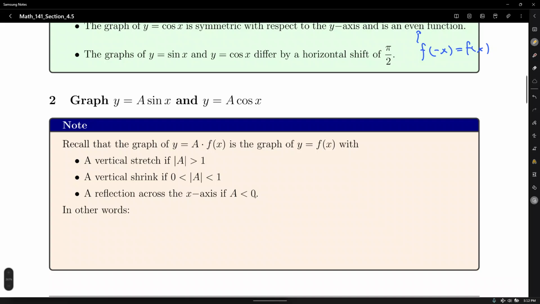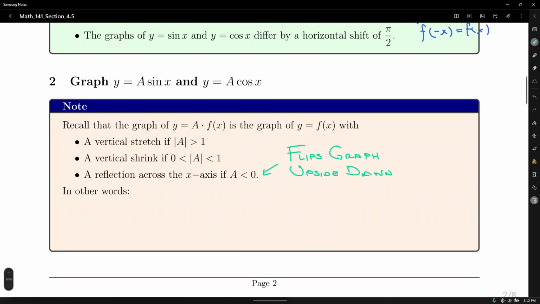All right. However, if the number is negative, that actually reflects the graph across the x-axis. Or another way to say this, in a more informal way, this flips the graph upside down. All right, that's what it does. Flip the graph upside down. In other words, now, because we're going to use key points to graph these trigonometric functions, this multiplication by a, what does that do?